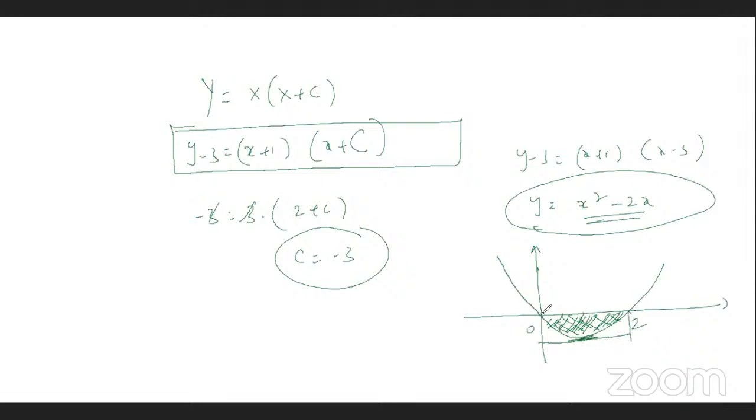So what is this value? 2. And this length is (4ac minus b square) by 4a. That is minus 1. And the lengthwise it's 1 only. 2 into 1 into 2/3. My answer is 4/3. Note down this.